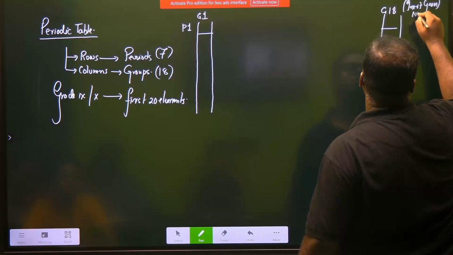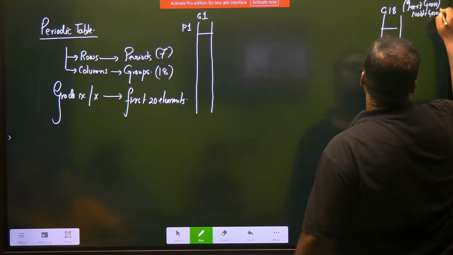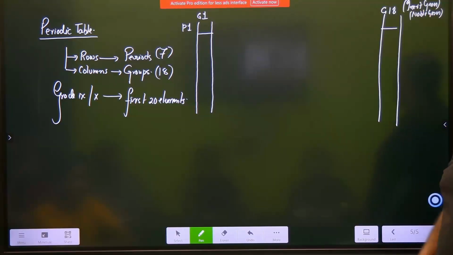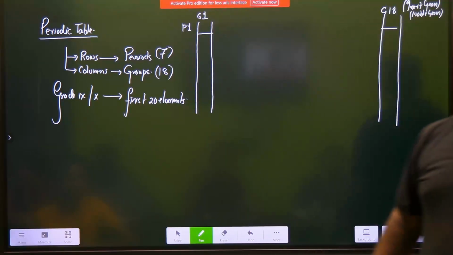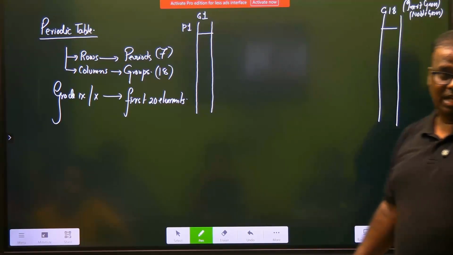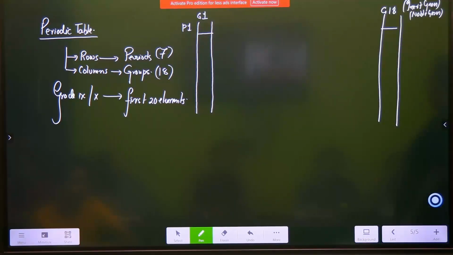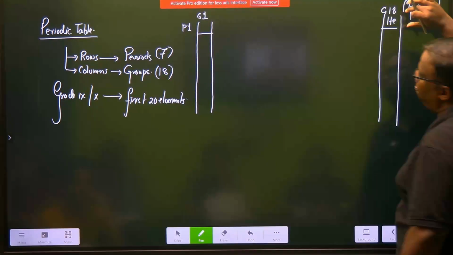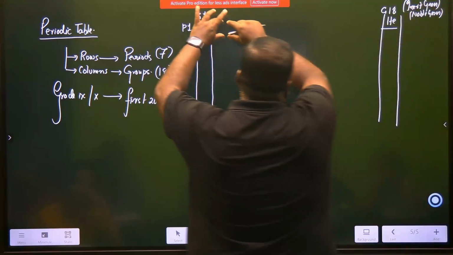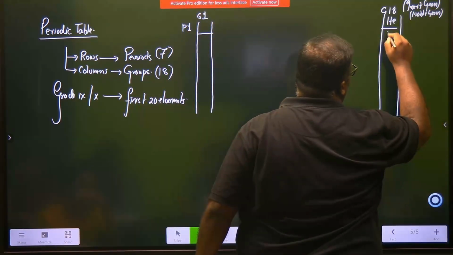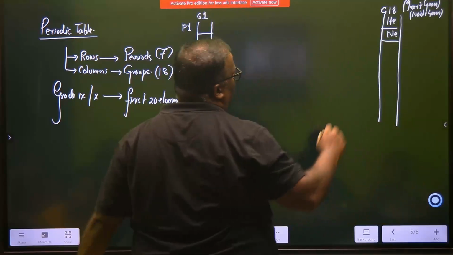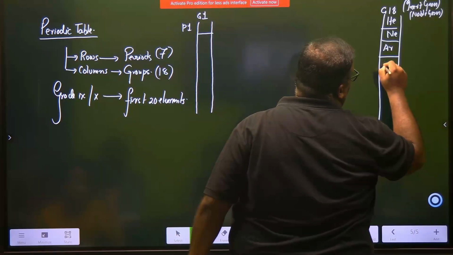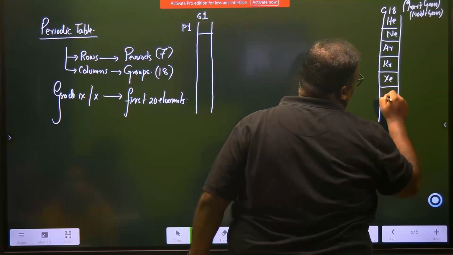They are also known as noble gases, and they are the only ones which will be available in atomic form. The entire group. The rest, none of them will be available in atomic form. Please remember that. And they are helium. Helium will come in group 18, period 1. After that comes neon, group 18, period 2. After that comes argon, krypton, xenon, and radon.